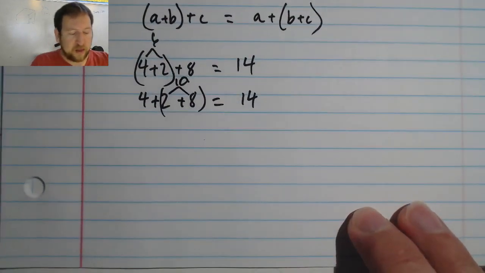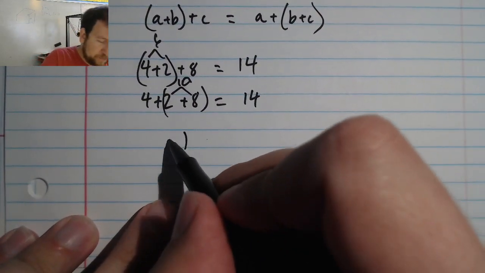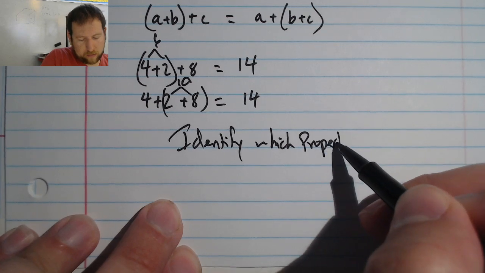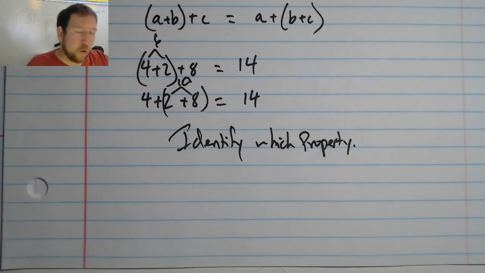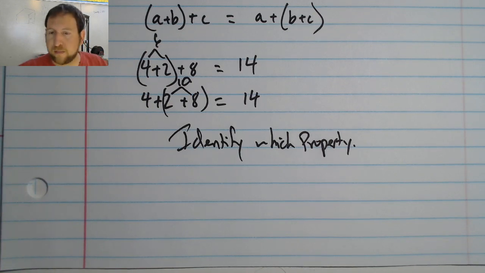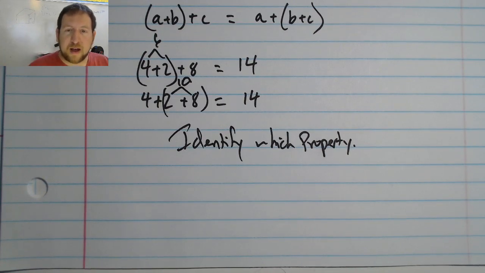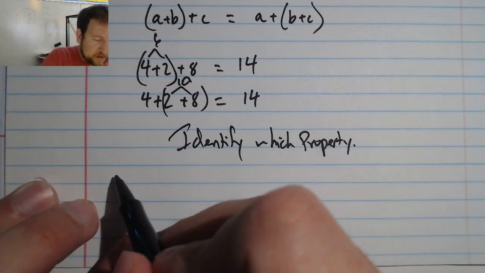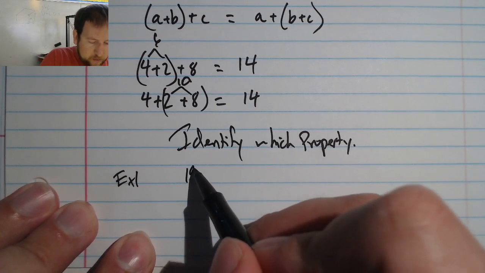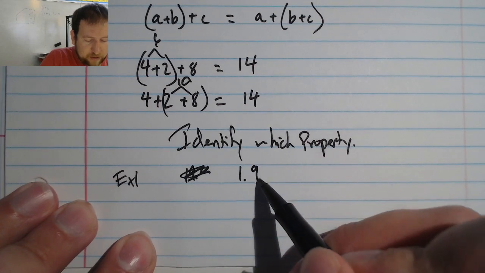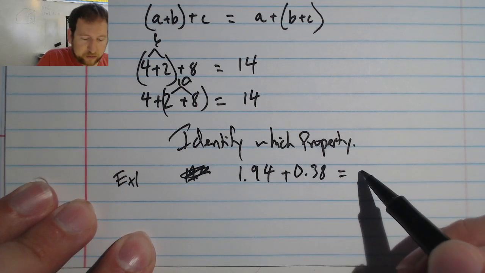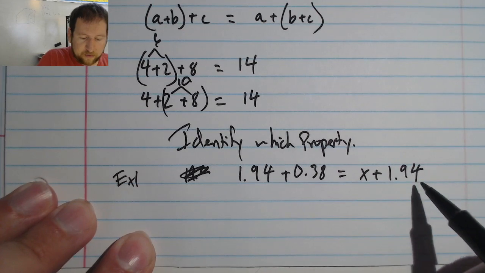Now what you'll be doing for this section is simply, for most of it, identifying which property. And that's not a particularly difficult task. One other thing they'll ask you to do is they'll say, using some properties, simplify it and then find out what x is. For example, if we take a look at this, this will be our example 1. 1.94 plus 0.38 equals x plus 1.94.